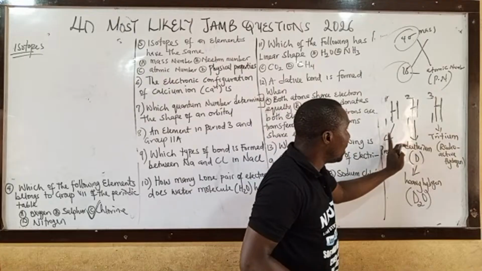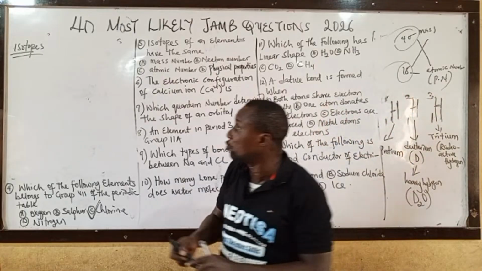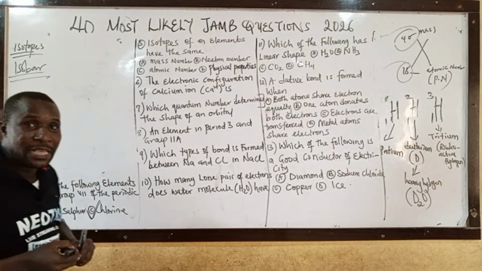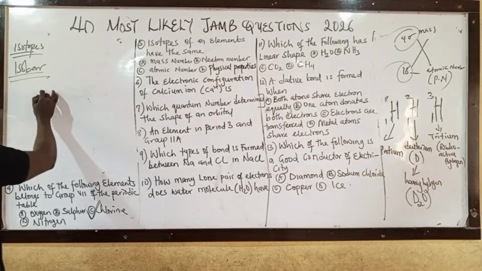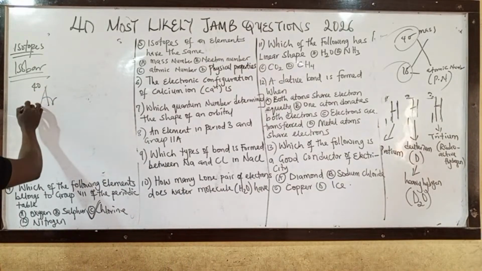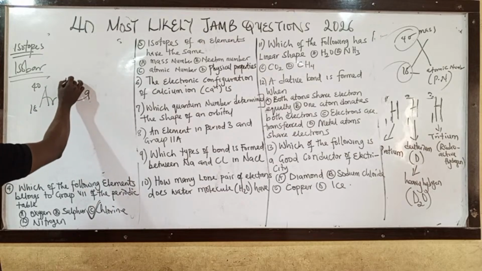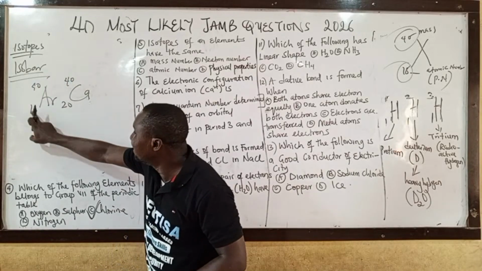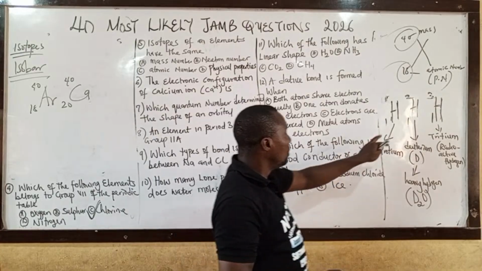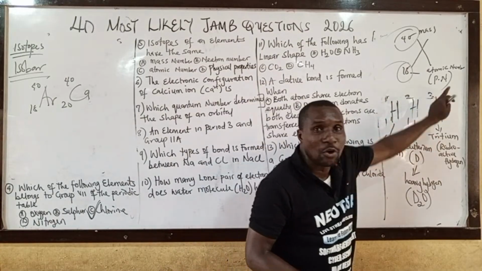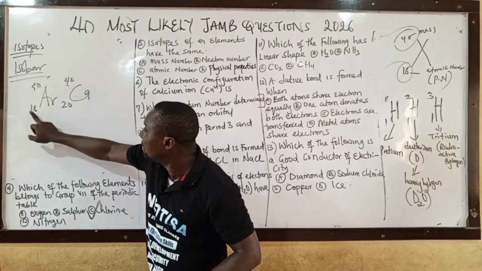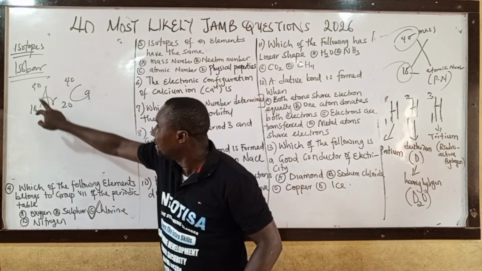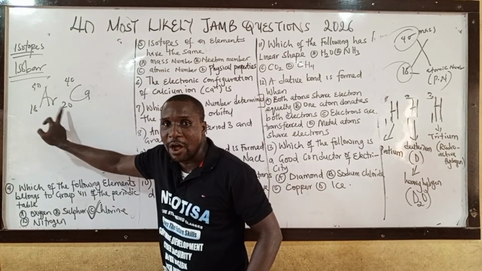They have the same atomic number, different mass number. That is isotope. What is isobar? In the case of isobar, when you have argon 40 18 and calcium 40 20, they have the same mass number, different atomic number. Isotope, the same atomic number, different mass number. Isobar, the same mass number, different atomic number or proton number. Take note.